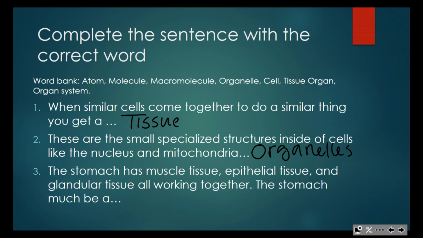Great job. All right, number 3 says the stomach has muscle tissue, epithelial tissue, and glandular tissue all working together. The stomach must be, well, I see here it's a type of tissue. What do you call something that has multiple tissues coming together? That's called an organ. So number 3 is going to be an organ. Great job. Thanks so much for working on those.